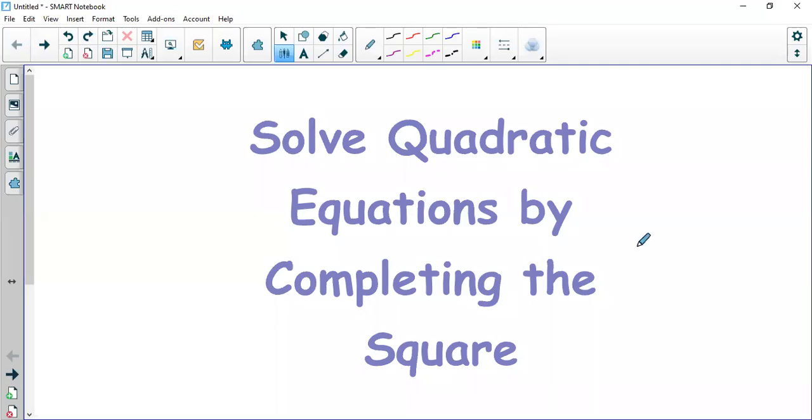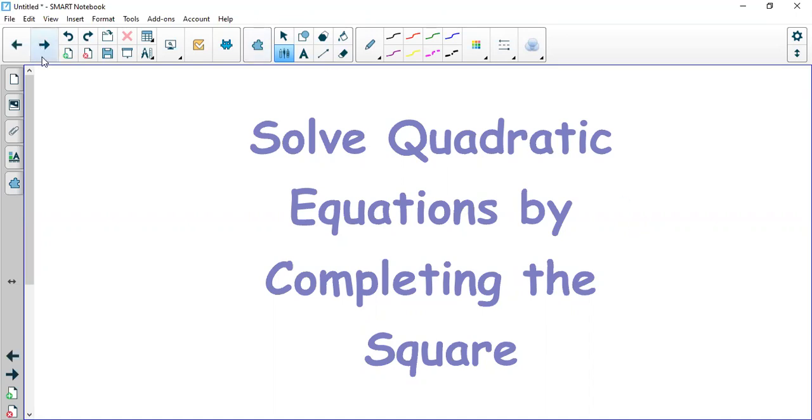Hello everyone. In this video, you're going to learn another new way of solving quadratic equations. Now there are 3 or 4 ways of solving quadratic equations. One is by using the direct formula of quadratic equations, another one is by graphing, another one is by factoring, and the other one is by completing the square. So you are going to learn in this video how to complete the square and solve a quadratic equation.